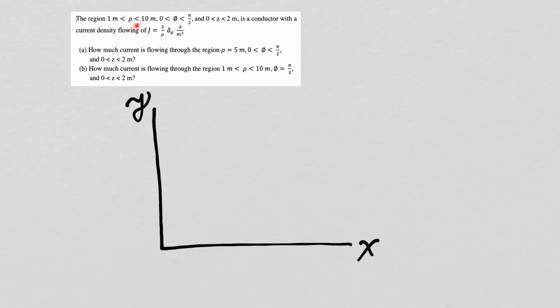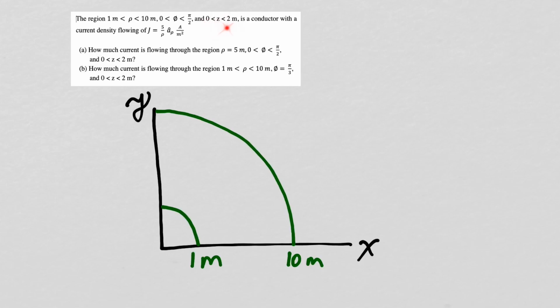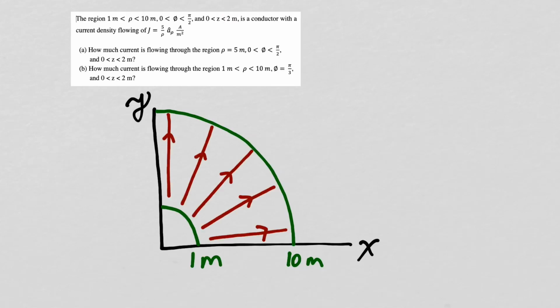So in the rho direction, current is flowing between 1 and 10, and from the angle here we see it's confined to the first quadrant. So that describes this region here, and it also extends from the xy plane up to z equals 2. So the current that's flowing will be flowing as shown by these vectors here.